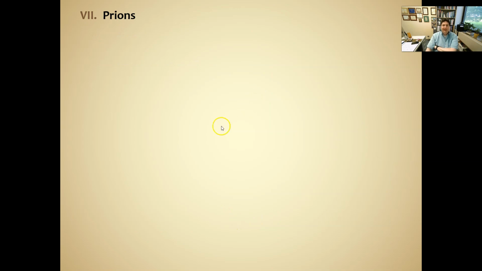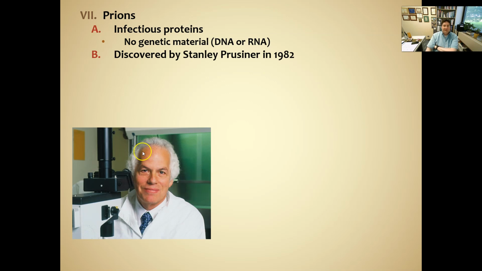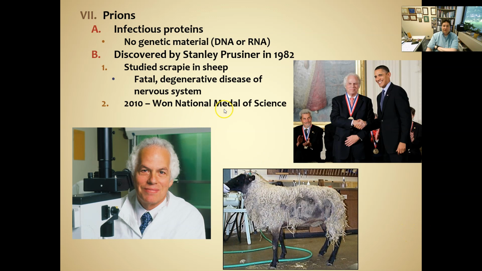All right, and that brings us to our next major topic here in this chapter, which is prions. Prions are infectious proteins. So no DNA or RNA, just a protein by itself that causes an infection. They were discovered by this man, Stanley Prusiner, in 1982. He was working with a disease called scrapie, which is found in sheep, causing a fatal degenerative disease of the nervous system. You can see what it's doing here to this poor sheep. In 2010, he would go on to some fame.